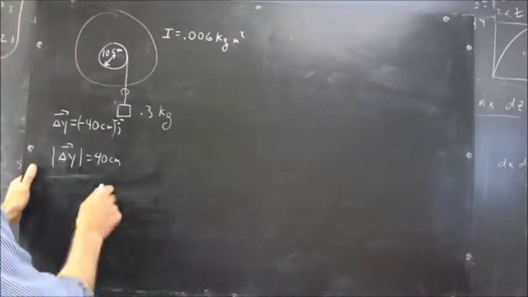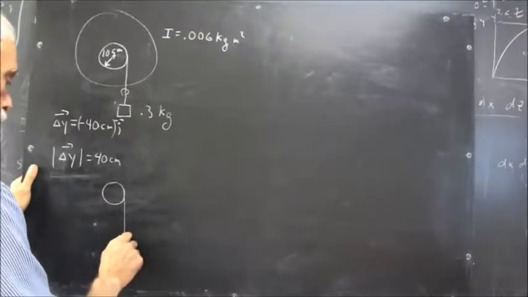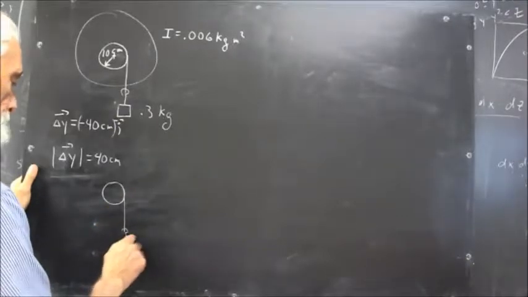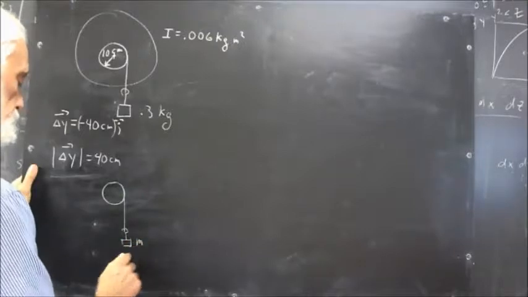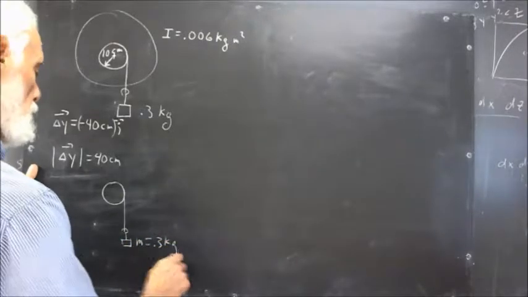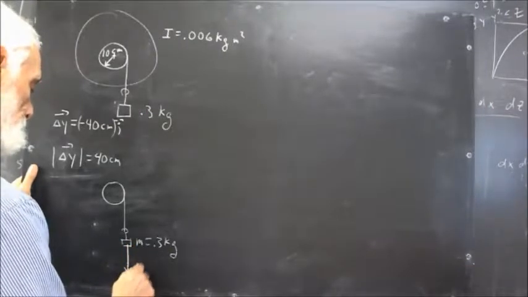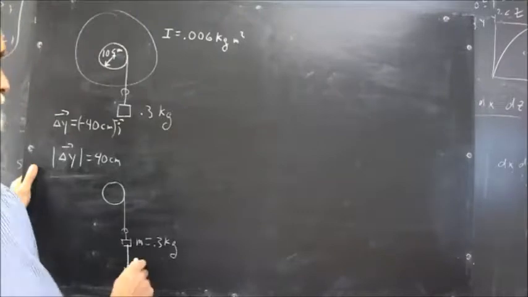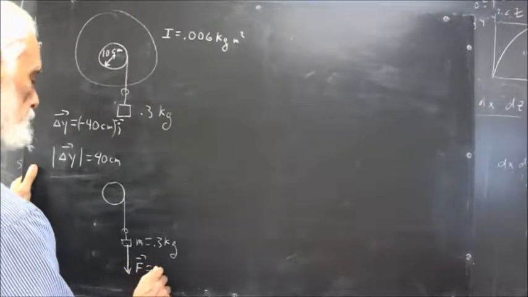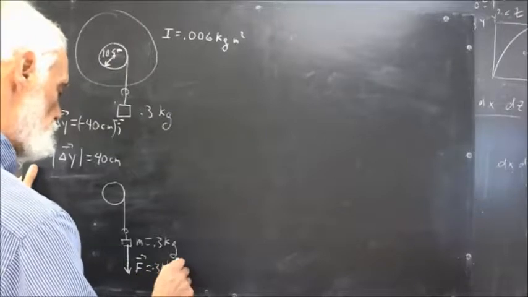If we isolate the wheel, and we've got the mass here, that means we're going to have a downward force that's approximately 3 newtons. And it'll be negative 3 newtons times j.